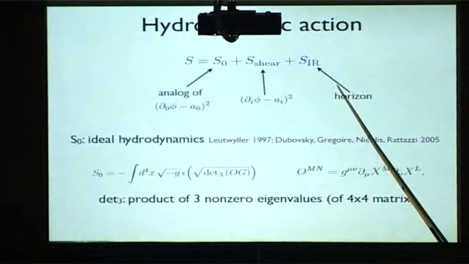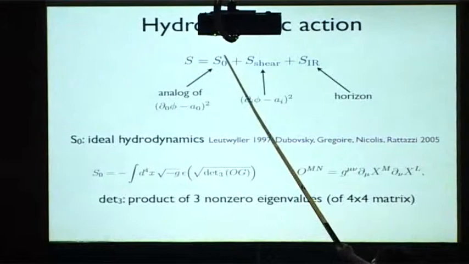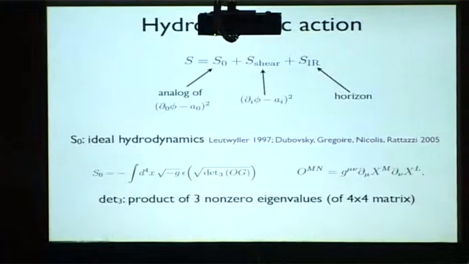The horizon has non-trivial conductivity. Okay, so for the S0, the S0 actually will be the action that gives rise to ideal hydrodynamics, and that action was proposed a few years ago by Dubovsky, Grigoire, Nicolis, Ratazzi, and I will not actually go into much detail about this action. I just want to say that it is an action of a set of four Goldstone bosons.